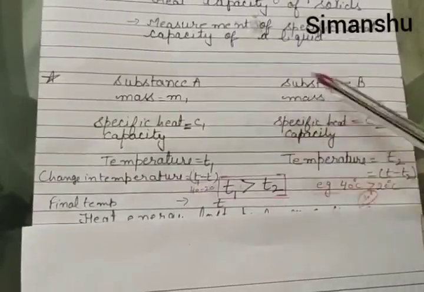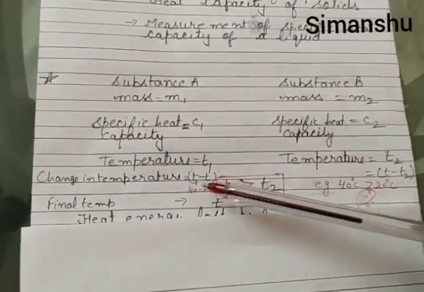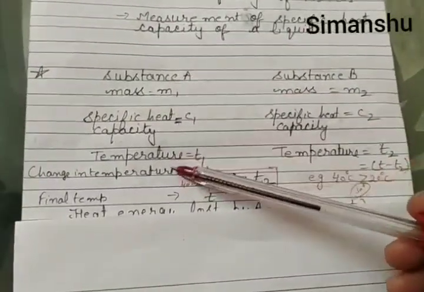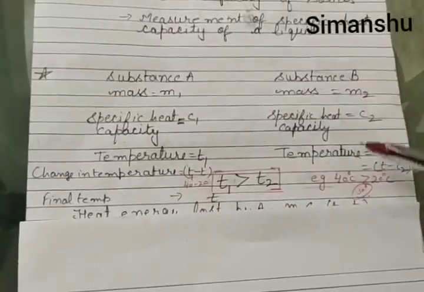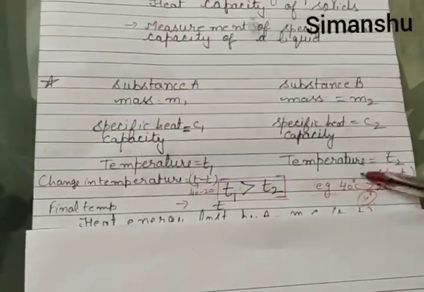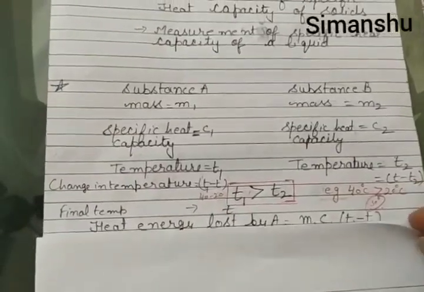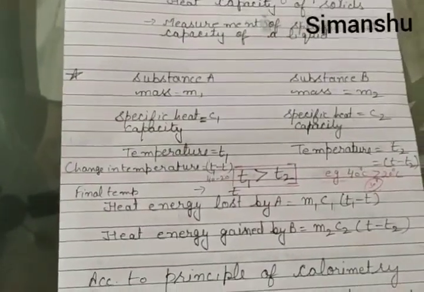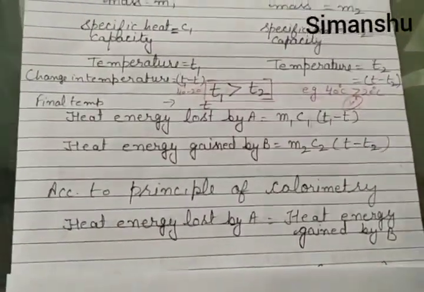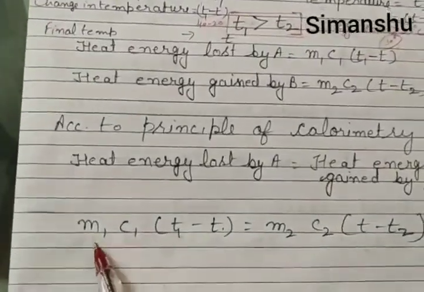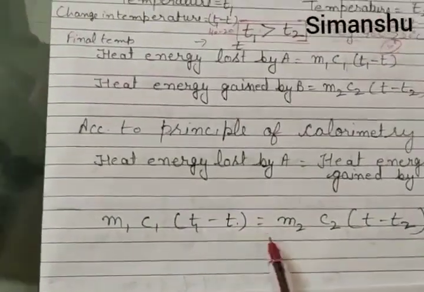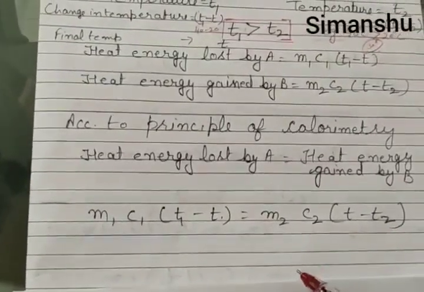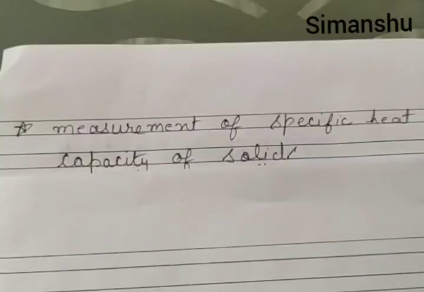You have the mass for both, the specific heat capacities for both, and the change in temperature also. So you can calculate the heat lost by substance A and the heat gained by substance B. We are going to apply the principle of calorimetry here: the heat energy lost by A is equal to the heat energy gained by B. Simply we have to write M1 C1 (T1 minus T) is equal to M2 C2 (T minus T2). So this is the expression for the principle of calorimeter.